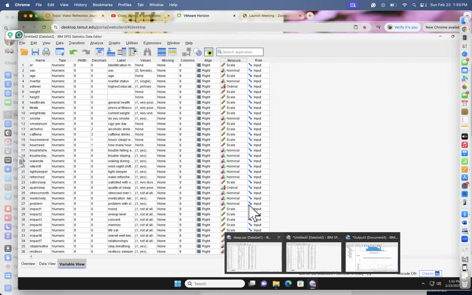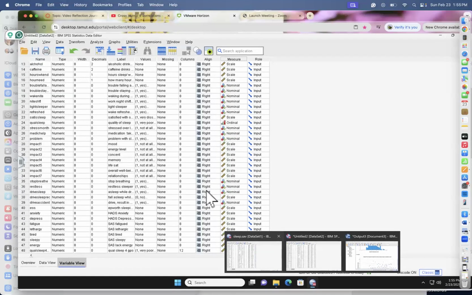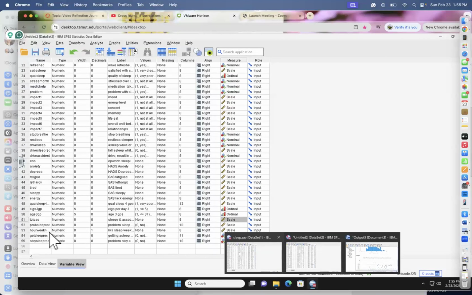So we're going to come in here and we need to make sure everything looks okay. So we're just using our ESS. Our ESS is on scale, so it's a ratio. And we're looking at our total SAS, and that's also on a scale. And then we are going to look at our lethargy, our tired, our sleepy, and all of those are on scale. So everything looks right.